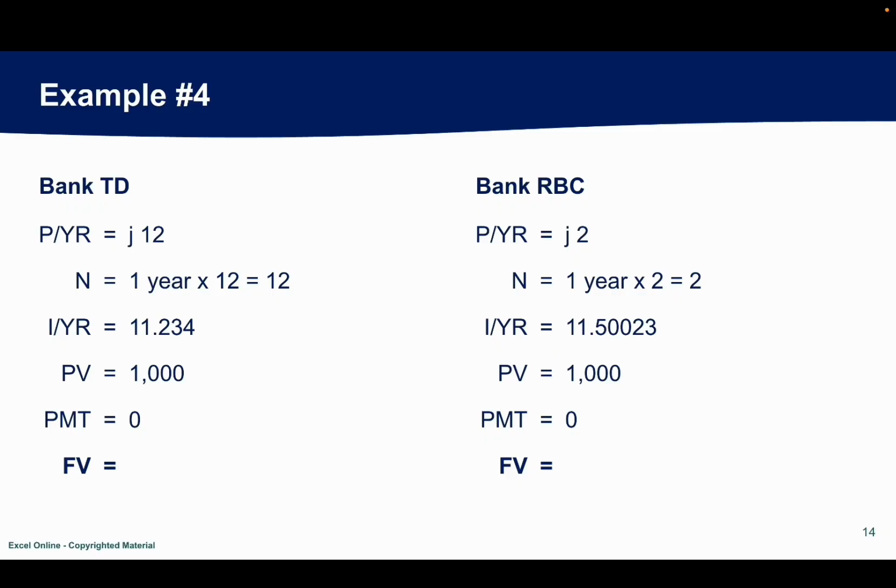IYR is 11.234. PV is 1000, as that is the value we get at the beginning. And there are no payments, so we put a 0 into PMT. Now after doing that, write down the same information for RBC's offer on the right-hand side of your page. So we have 5 numbers and we just need to find the FV.